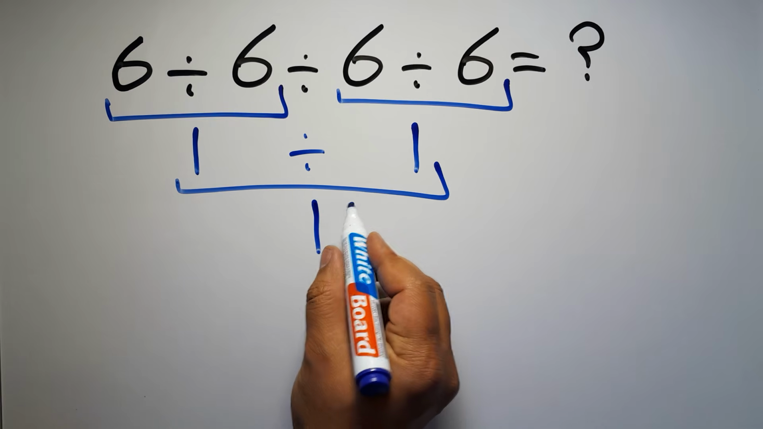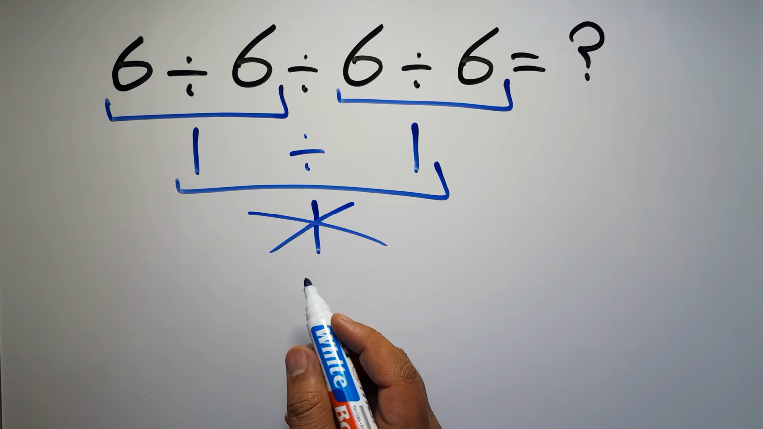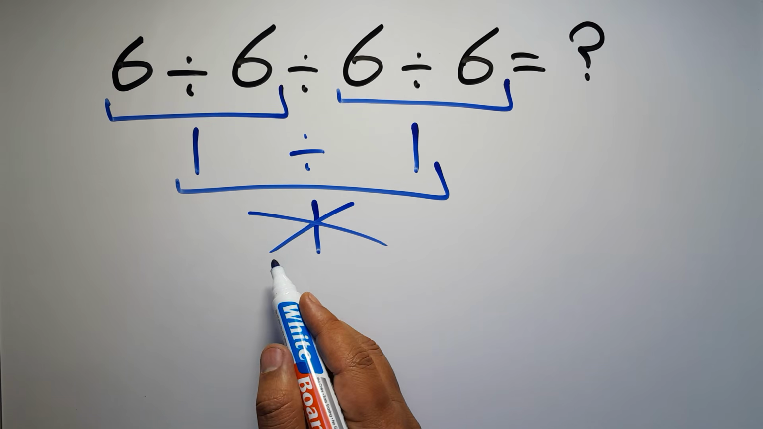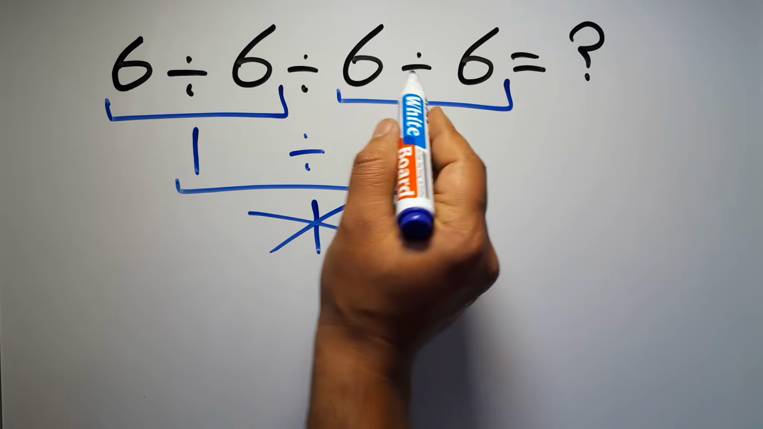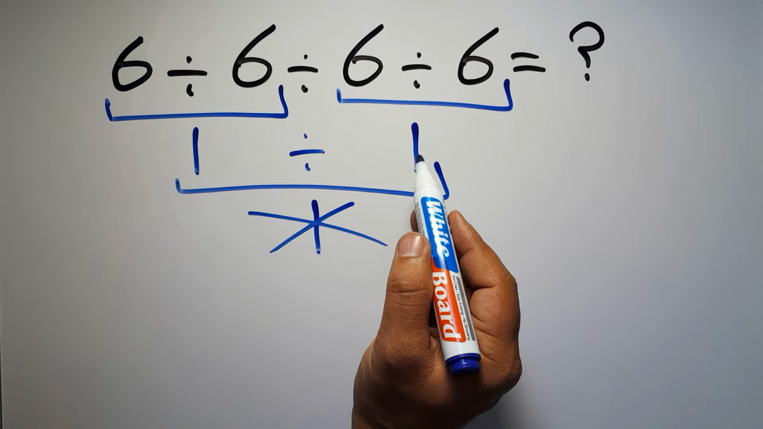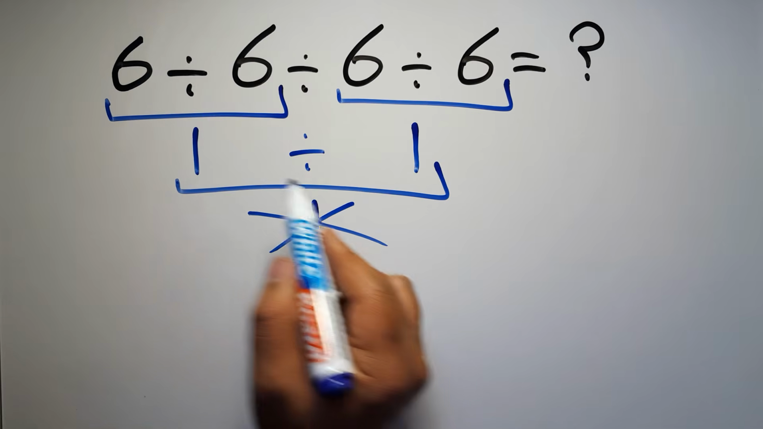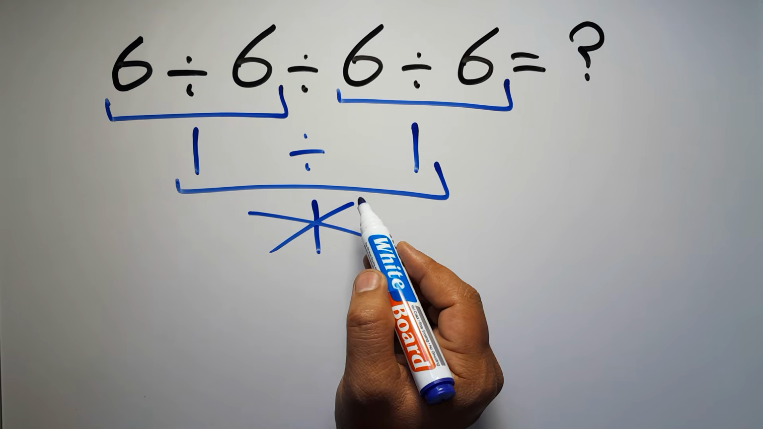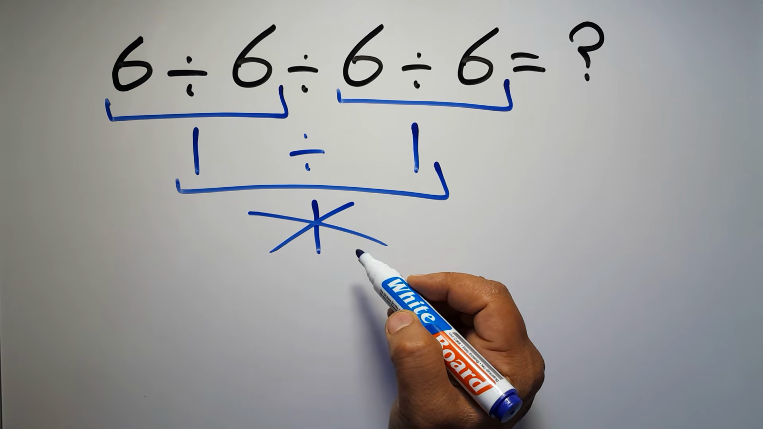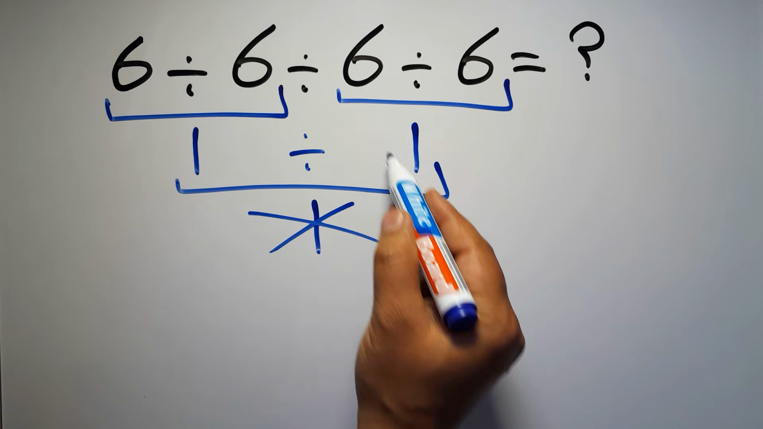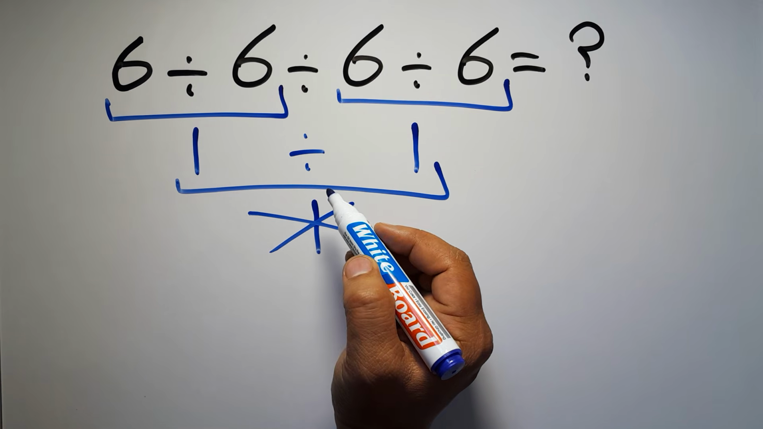But this answer is not correct because according to the order of operations, when we have more than one division in an expression, we have to work from left to right. So here, first we have to do this division, then this division, and finally this division. If we do this division before this division, it is wrong.